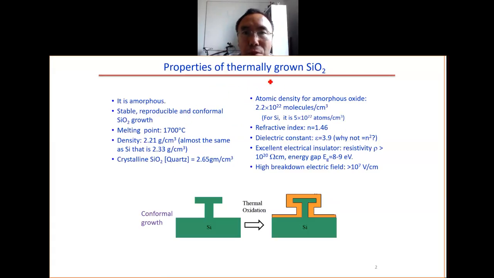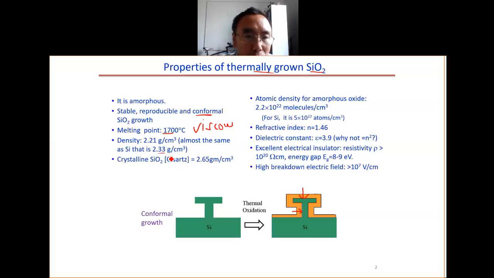So now let's look at the property of the thermally grown silicon oxide. For the thermal oxide, first it is amorphous, stable and reproducible, and conformal growth. Conformal means the growth rate along the vertical direction is the same as the growth rate along the horizontal direction. So the growth on all the surface has the same growth rate. The melting point for the amorphous silicon oxide is 1,700 degrees. But even at this high temperature, it is still very viscous. It's not like water that flows well, but it is very viscous at this temperature for the amorphous silicon oxide.